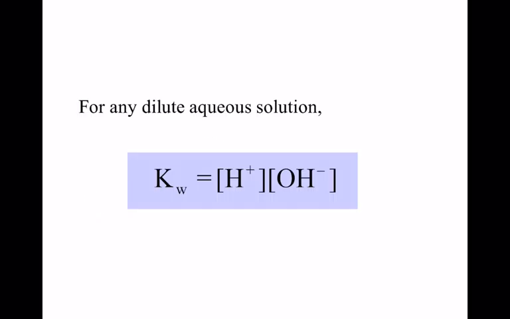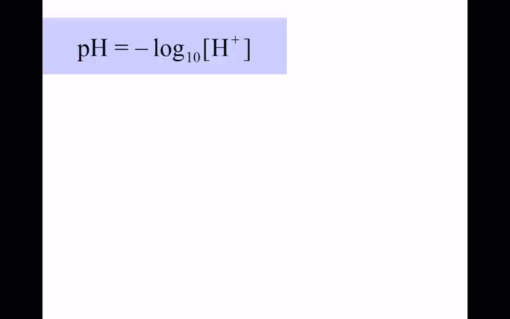Okay. So KW is talking about the auto-ionization of water, but as it turns out, in any relatively dilute aqueous solution, even if it's not neutral, the hydrogen ion concentration is not equal to the hydroxide ion concentration, the product of the two is KW, which, committed to memory, 1.008 times 10 to the minus 14. Okay.